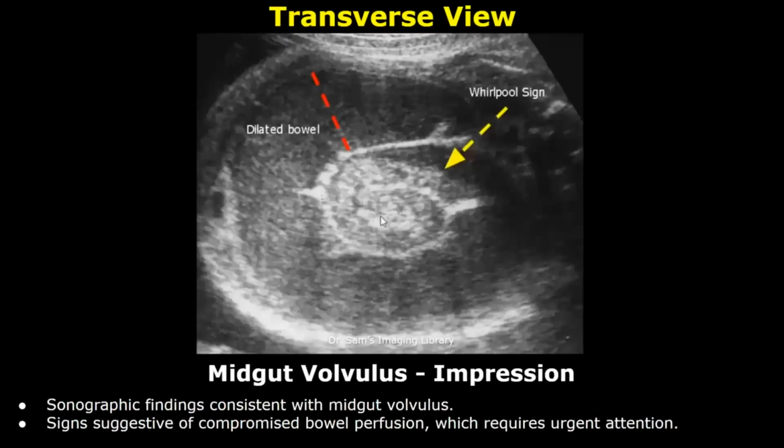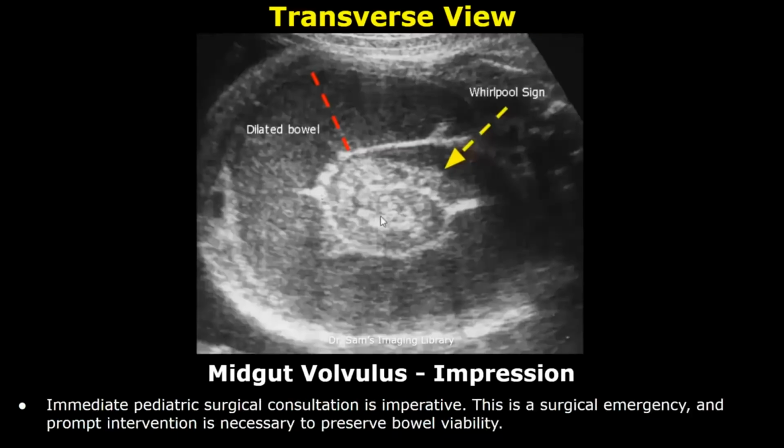This is the impression. Sonographic findings consistent with midgut volvulus, signs suggestive of compromised bowel perfusion, which requires urgent attention. Immediate pediatric surgical consultation is imperative. This is a surgical emergency and prompt intervention is necessary to preserve bowel viability.